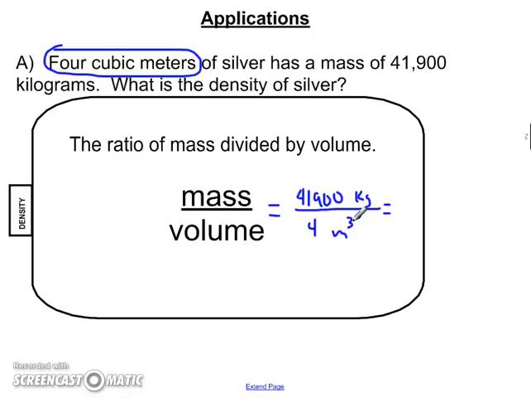Now if I want the unit rate, which is the actual density itself, I need to divide these numbers. So 41,900 divided by 4 is 10,475. Okay, and this would be over 1. If I write it as a fraction, it would be over 1, but I'm going to go ahead and get rid of that because whole numbers we typically don't write over 1. And in this case it would be kilograms per cubic meter. Okay, so that would be our density in this particular case.